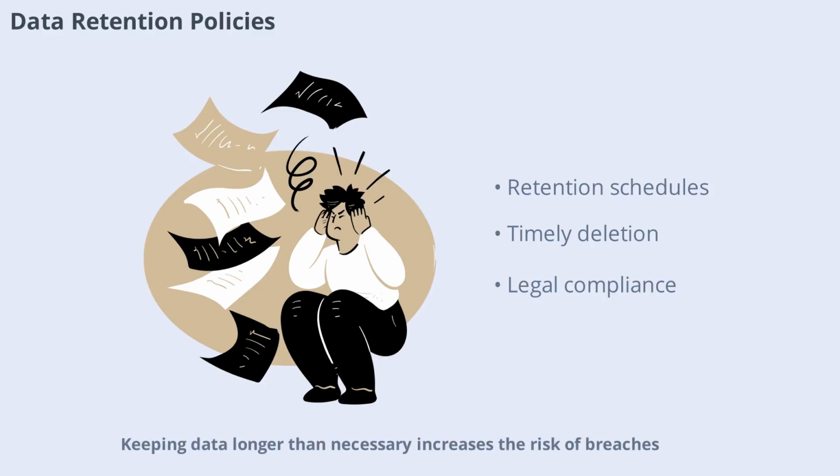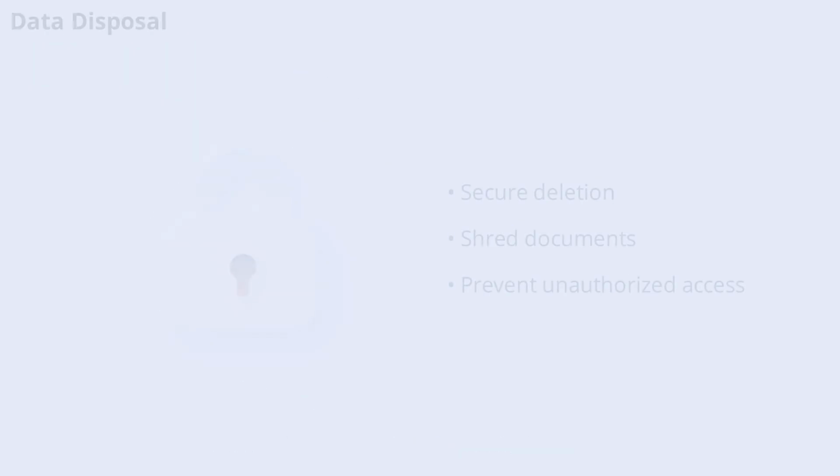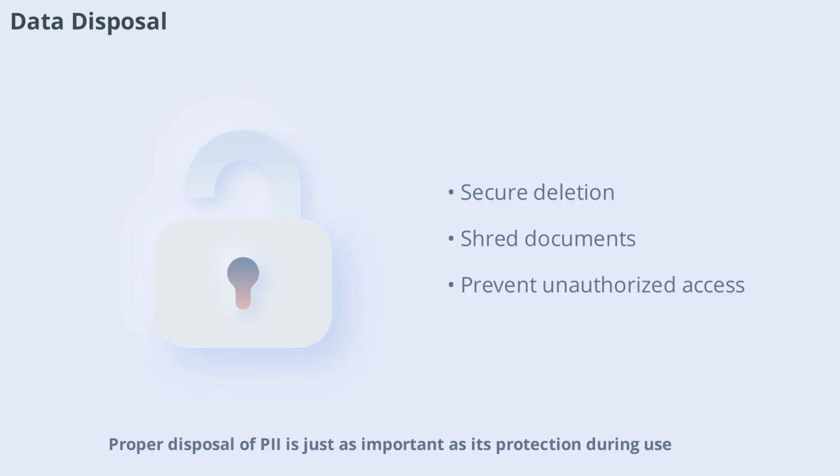Keeping data longer than necessary increases the risk of breaches. Clear retention schedules help organizations comply with legal requirements and protect privacy. Proper disposal of PII is just as important as its protection during use. This means securely deleting digital files and shredding physical documents. Failing to dispose of data correctly can lead to unauthorized access and potential breaches.